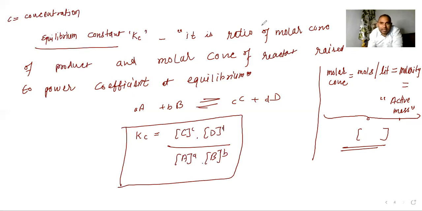You can define it as the ratio of the product of molar concentration of products and the product of molar concentration of reactants raised to the power of their coefficients at equilibrium. So Kc is equal to C power C, D power D upon A power A, B power B. So this is the equilibrium constant. Can you understand?